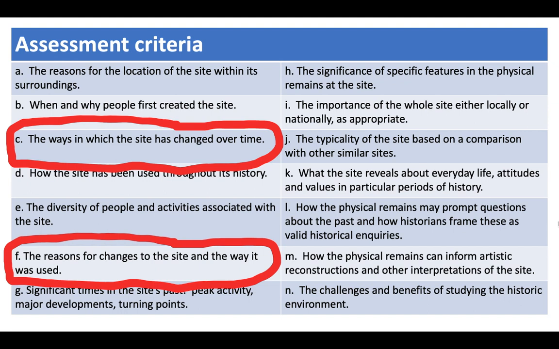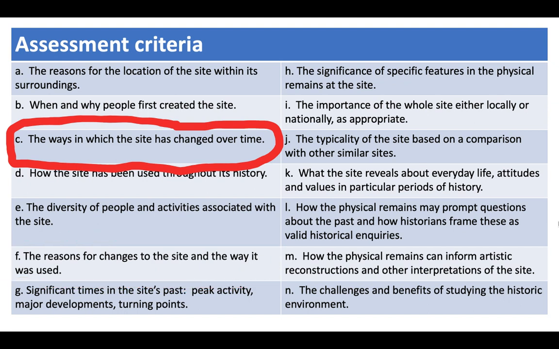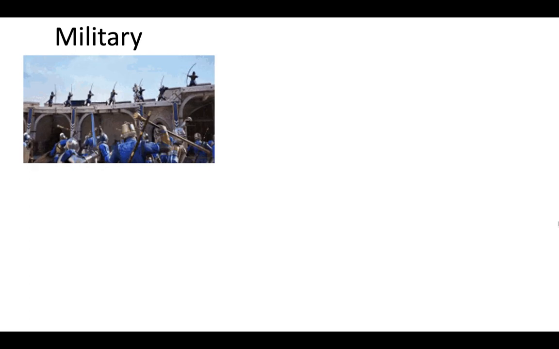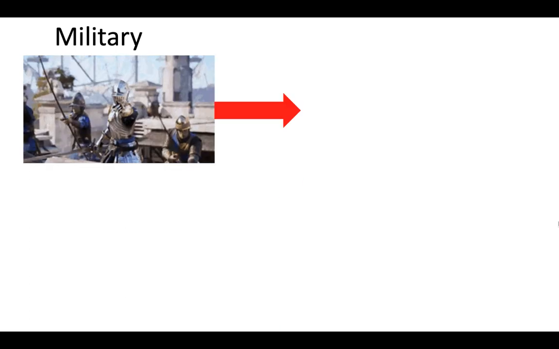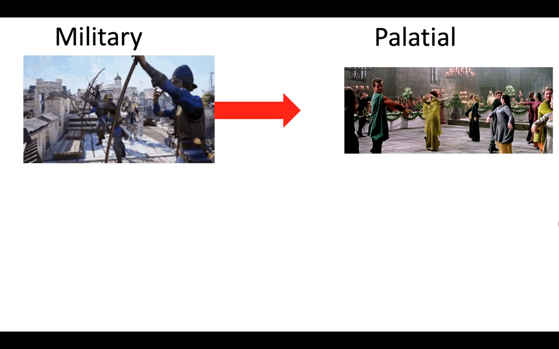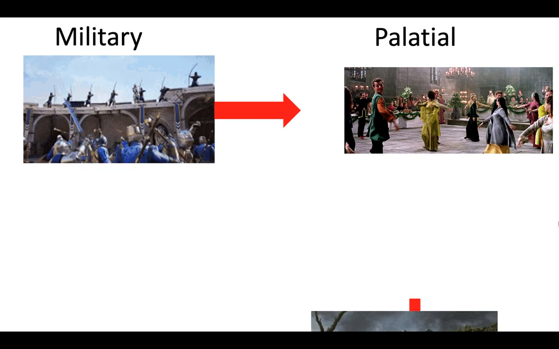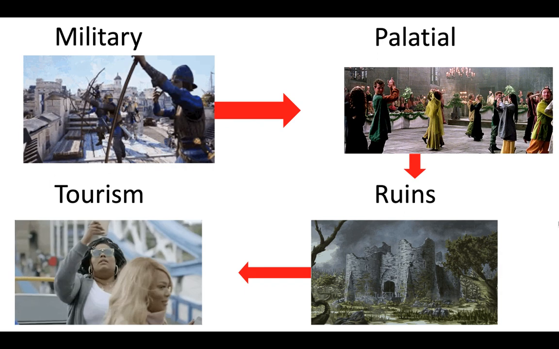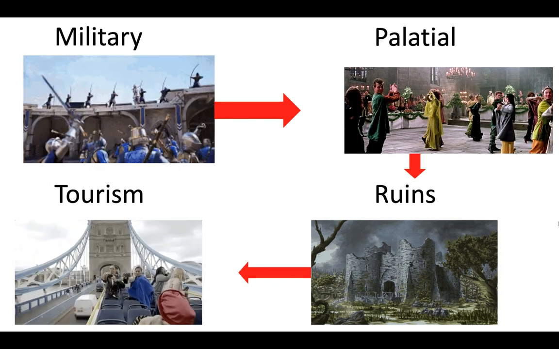Now, when we're thinking about these questions, it's really helpful for us to think about those four main time periods. So let's have a quick refresh and think about this first point, the ways in which the site has changed. As we know so well, the castle begins as a kind of military structure. It becomes more of a palatial residence before turning into ruins. And finally, of course, it becomes more of a tourist destination.